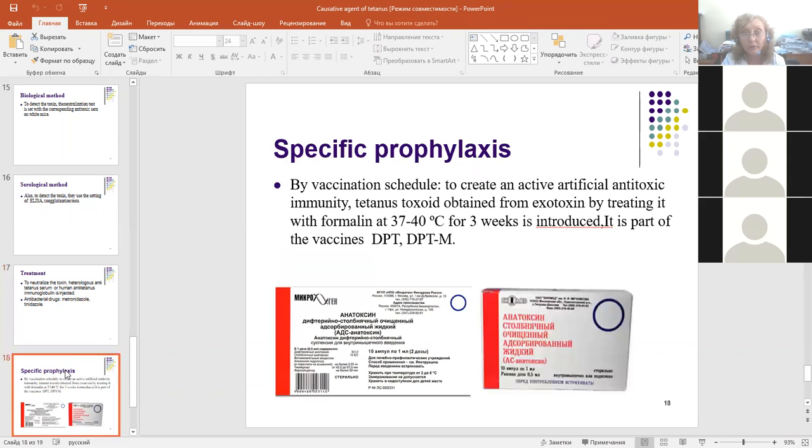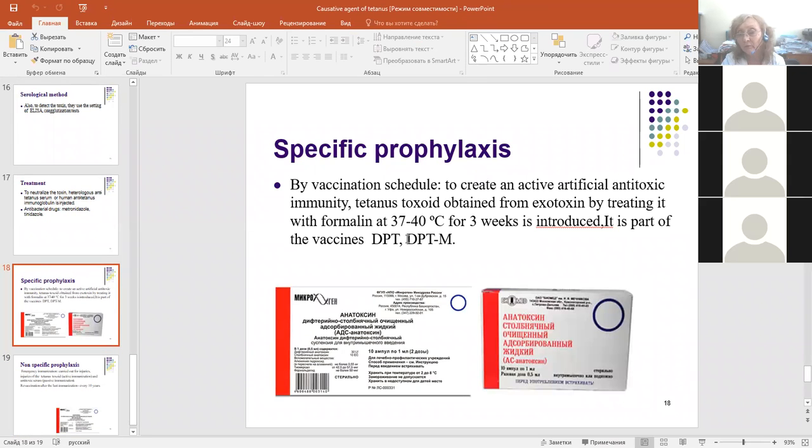A specific prophylaxis. So in case of toxinemic infections, of course, the aim is to produce antitoxic immunity. So for production of antitoxic immunity, microbes are not used. So no killed vaccine, no live vaccines, because we should create antitoxic immunity. And for antitoxic immunity, toxoids are used. And toxoids are used for specific prevention of 7 toxinemic infections.